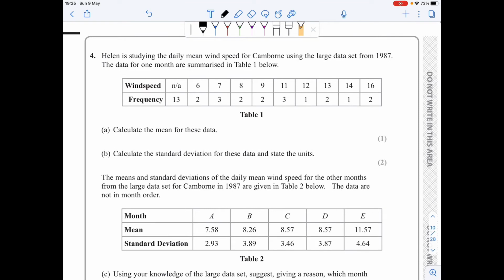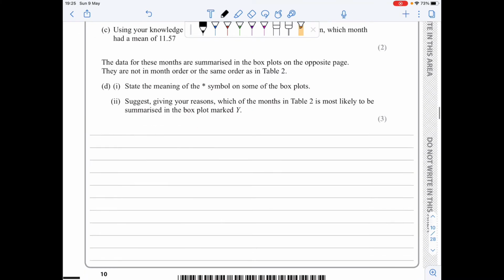For question 4, I'll need to calculate some sums, and I will use my calculator to do so. Also note that the 13 not applicable will be ignored in my calculations. So using my calculator, sigma fx comes out to be 184. Sigma fx squared is 2062, and sigma f is equal to 18.